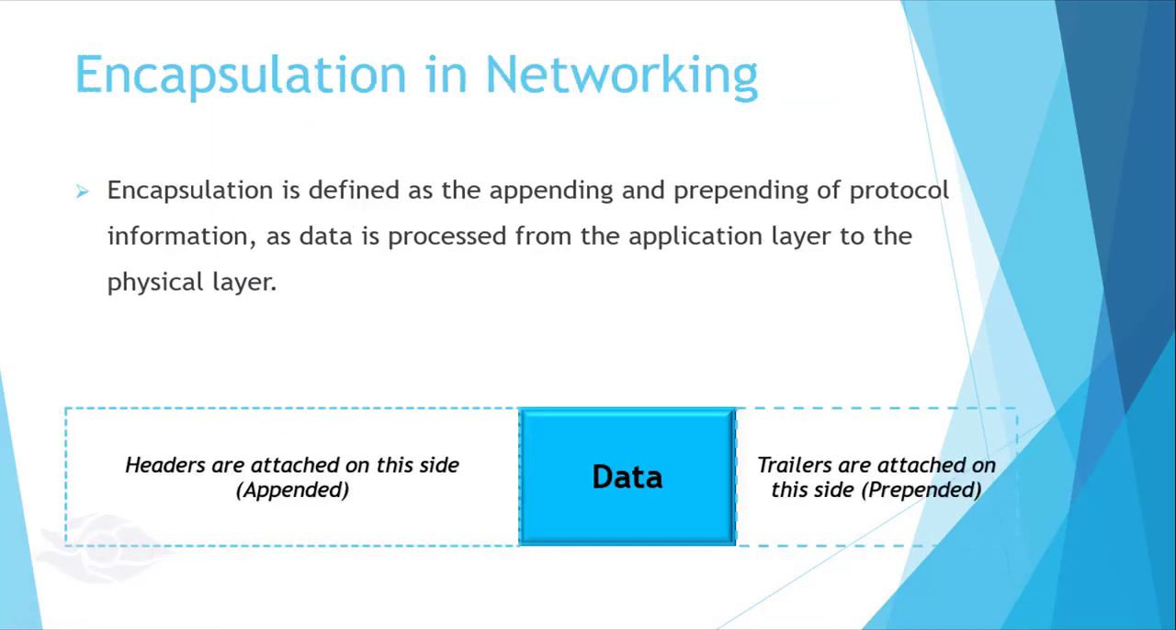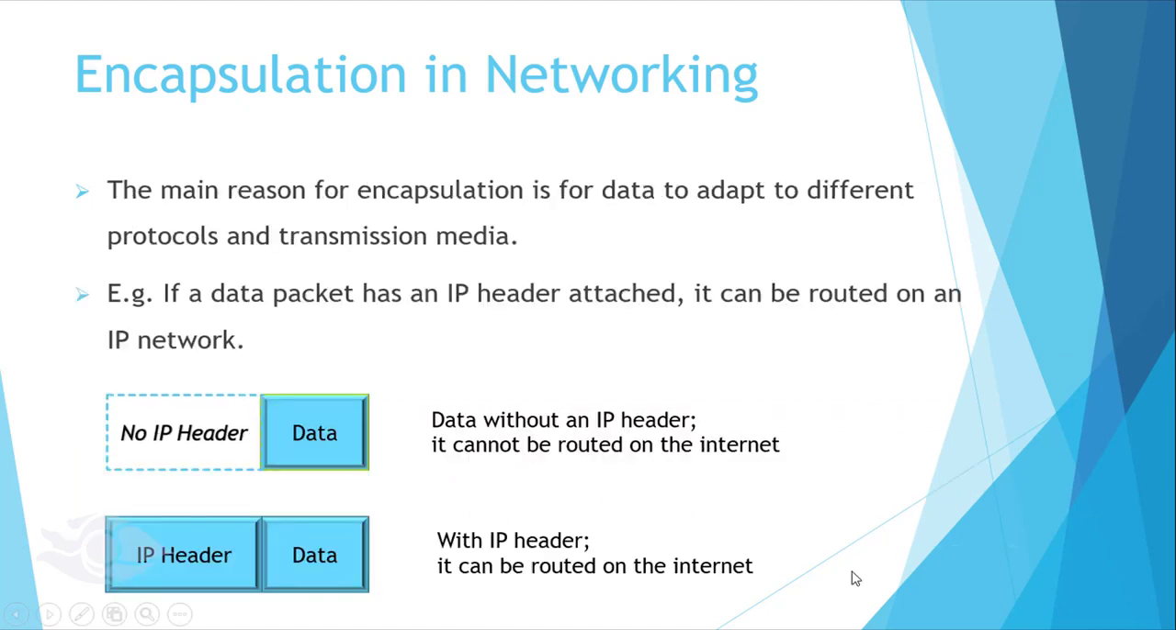Similarly, in computer networking, the appending and prepending of protocol information from the application layer to the physical layer is called encapsulation. If this layer of information is added in front of the data, it's called a header. If it is behind the data, it's called a trailer. The main reason for encapsulation is to make data adapt to different protocols and transmission media. For example, any data to which an IP header is attached is capable of being routed on an IP network.